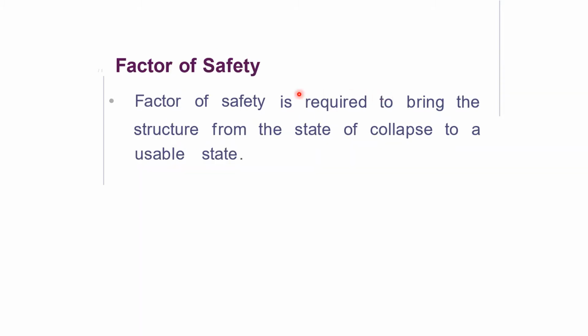Factor of safety is required to bring the structure from the state of collapse to a usable state. If we do not give the factor of safety, then there is a chance that our structure may go to a near collapse position. So to avoid that, we provide the factor of safety so that our structure remains safe from going towards the collapse, and the structure will remain in the usable position.